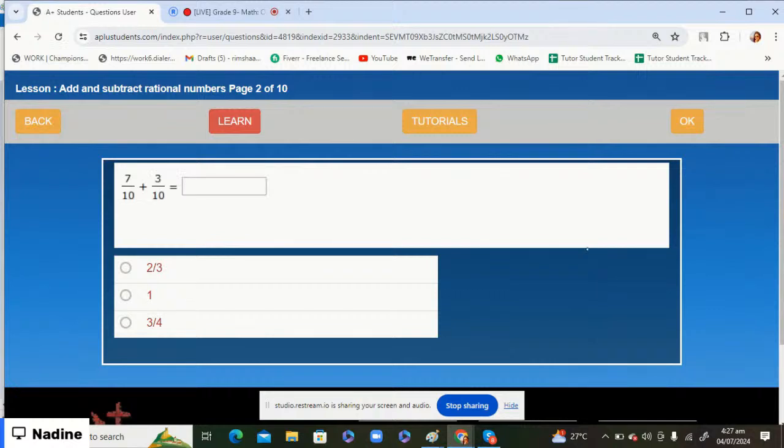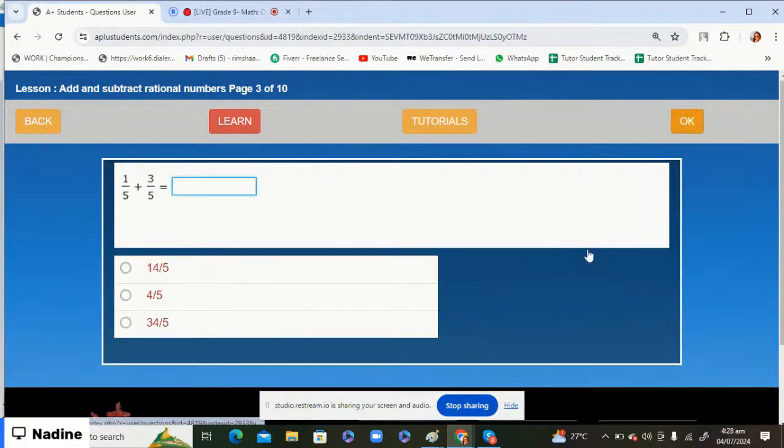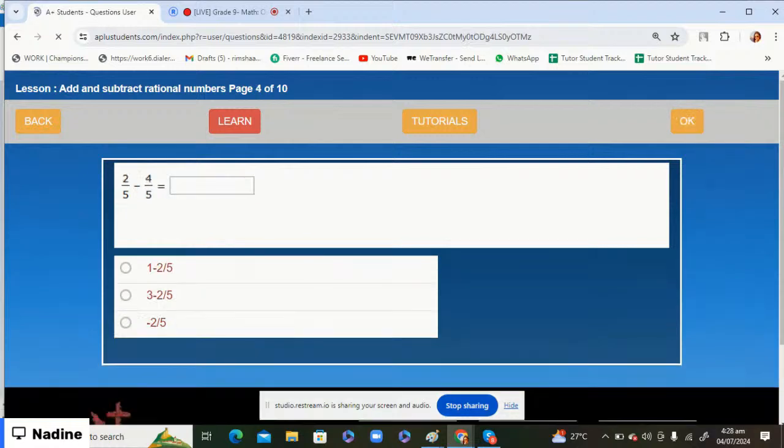Here is 7 by 10 plus 3 by 10. This is easy. 10 is their denominator and 7 plus 3 is again 10. 10 divided by 10, that is 1. Okay, now let's do this one. This is also the same. 3 plus 1 is 4 by 5 because their denominator 5 is the same. So 4 by 5 is the answer. Now here, we already did this one, I think. Minus 2 by 5.